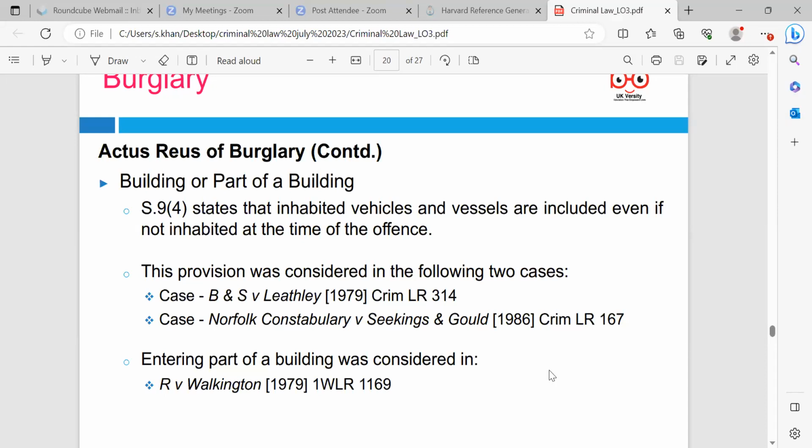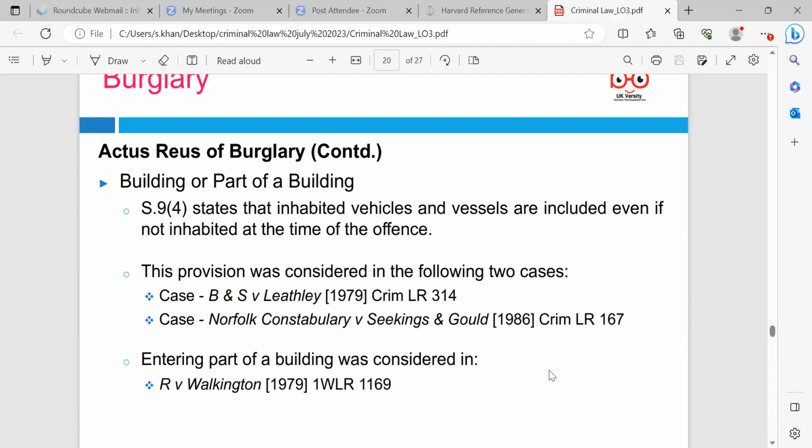It was held that the appeal was allowed. The court held that the trailers were not buildings for the purposes of the 1968 Act. The court pointed out that Section 9, subsection 4, Theft Act 1968, specifically says that a vehicle is a building only when it is inhabited, whereas a building may be burgled at any time, whether inhabited or empty. The adaptations made to the vehicles did not mean that their character was changed from what was essentially a vehicle. The court distinguished B and S against Leithley, as in that case the trailer had no wheels and was immobile.